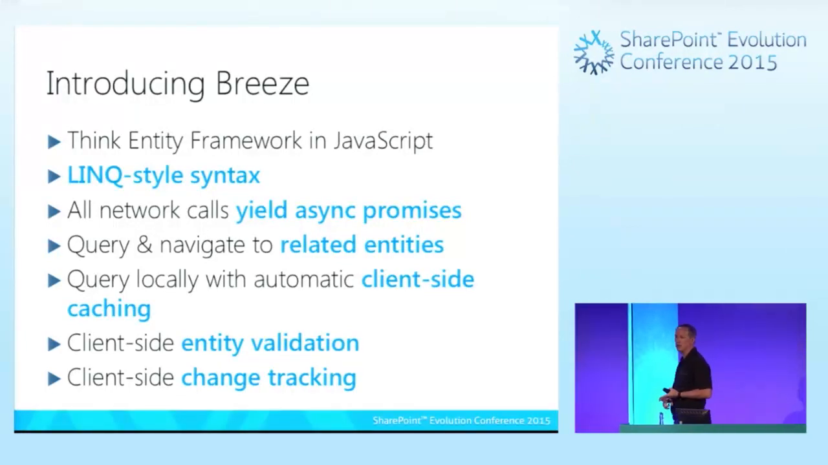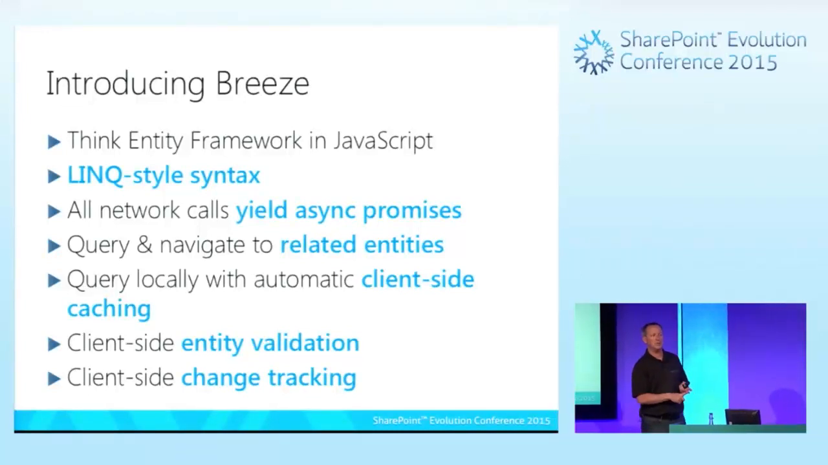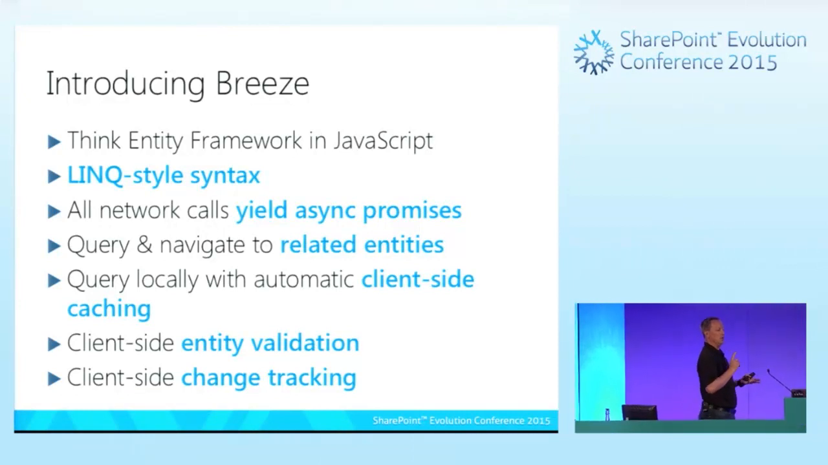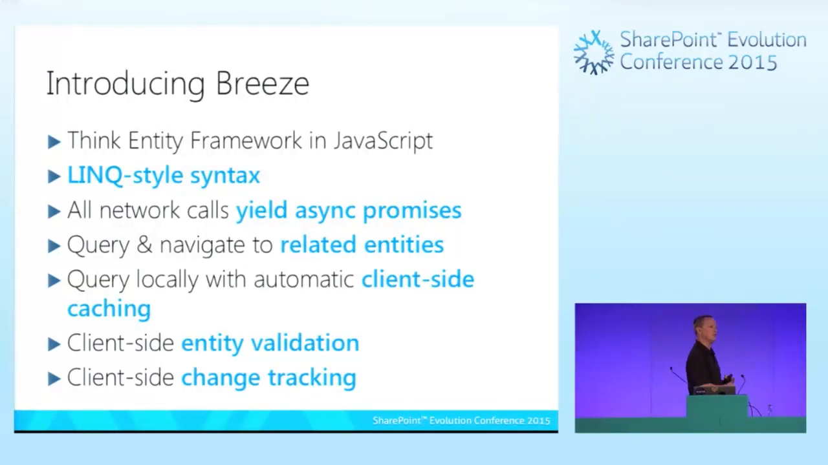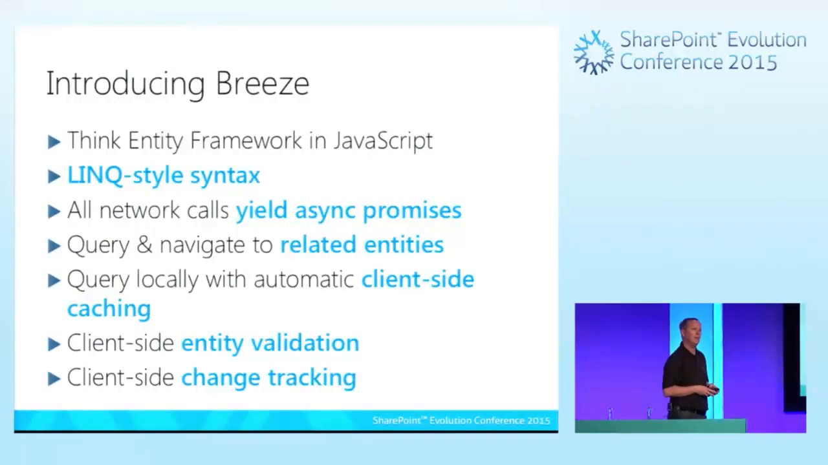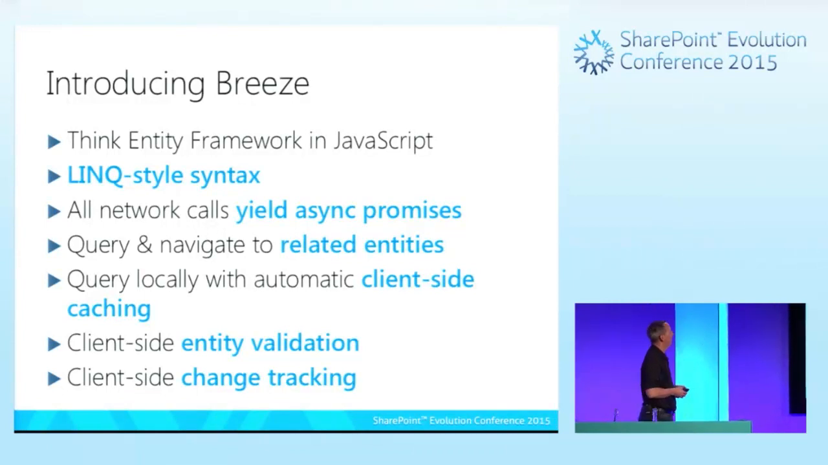All network calls are going to come back as asynchronous promises, which is what it should do when you're working in the client. You should be working with promises. You can query and navigate to related entities. So if you have a parent-child relationship, I can say, give me this company dot employees, and I can get all the employees from it.